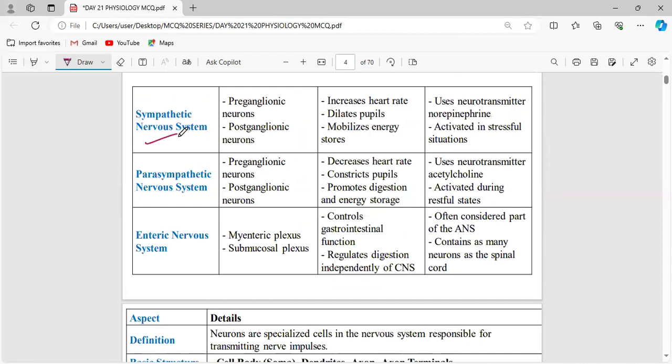See, what are the subcomponents present in the sympathetic nervous system? They are preganglionic neurons and postganglionic neurons. In the same way, the parasympathetic nervous system also has preganglionic neurons and postganglionic neurons. And what is the function of the sympathetic nervous system? It increases the heart rate, dilates the pupil within the eye, and mobilizes the energy stores. Okay, they use the neurotransmitter norepinephrine.